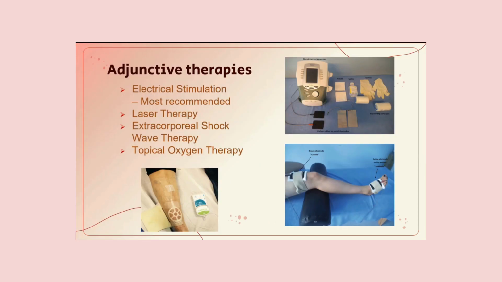And adjunctive therapies, these are recently used. Out of all these adjunctive therapies, electrical stimulation has the most evidence of positive impact on wound healing. In electrical stimulation, we will connect the cathode, the negative terminal, over the wound, and the anode, the positive terminal, would be connected someplace proximal to the wound. Through this electrical stimulation, there will be a change in the microclimate of the wound. That's how wound healing occurs. Laser therapy, extracorporeal shockwave therapy, and topical oxygen therapy are newer therapies. More evidence has to be obtained on them.